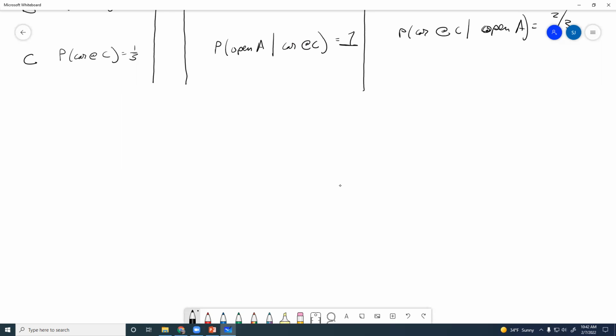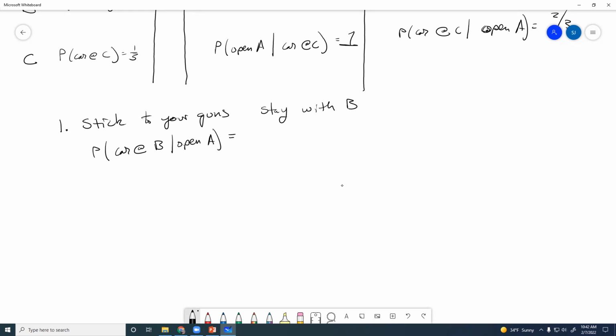Okay. So the first would be you stick to your guns and you stay with B. Okay, so let's actually calculate. The probability that the car is at B, given that you opened A, is equal to, and we're going to use Bayes' theorem here.